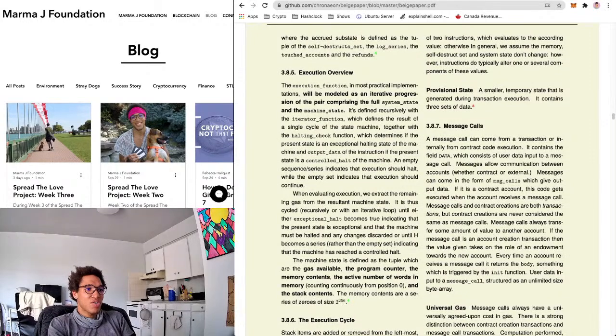The execution function is most practical. Implement. Oh gosh, see? Getting tired. Let's go. Let's power through. Let's have some water and power it through. I'm glad I'm finally reading this though.